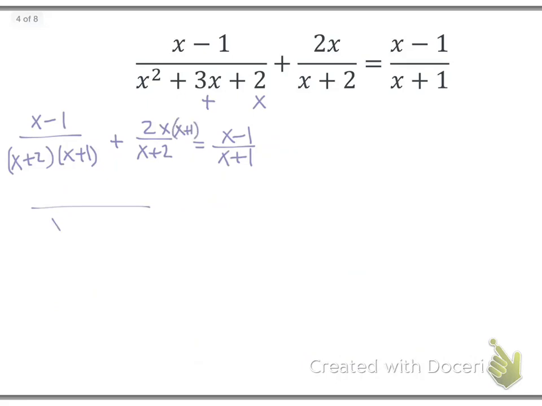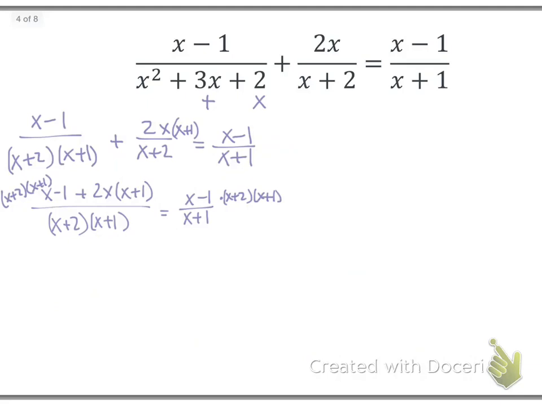So my common denominator will then be x plus 2, x plus 1. I didn't do anything to that top left, but I did this to the top right. And then we're going to get rid of that fraction. So I'm going to multiply both sides by x plus 2, x plus 1, and this one by x plus 2, x plus 1. Anytime you have the same thing on top and bottom, they'll cancel. That's why we did it.